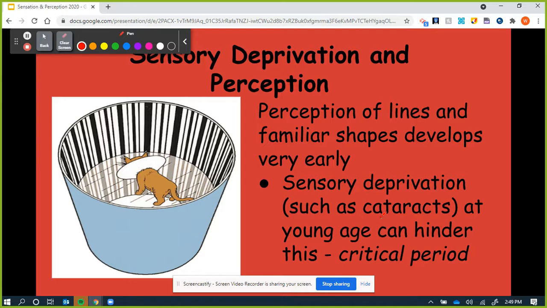Sensory deprivation. Being deprived of using one of our senses at a young age can make it so those neurons never develop. So if you have cataracts, cloudiness in the eye, that cause you not to be able to see as well, if you have them at a young age, even if you get them removed, your vision will probably not be all that good. Having sensory deprivation at a younger age is obviously going to be more impactful. They did this experiment with kittens where they raised them in barrels that only had vertical lines in them, and when they took them out, the cats couldn't perceive horizontal lines, and they would just run into things.